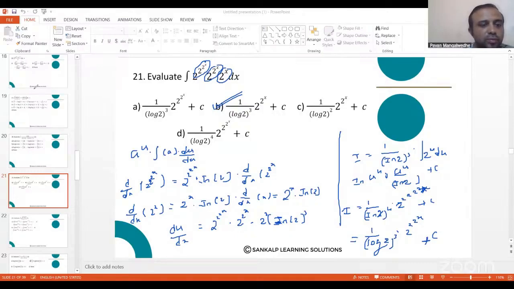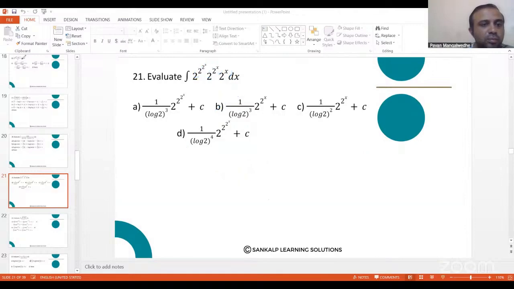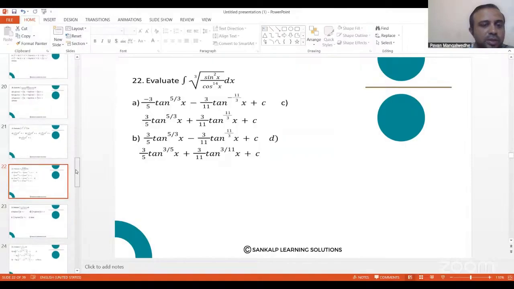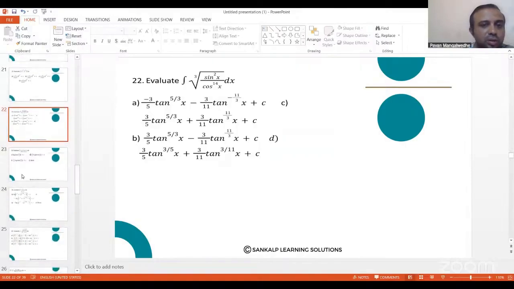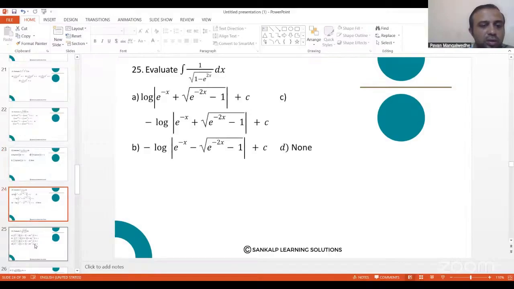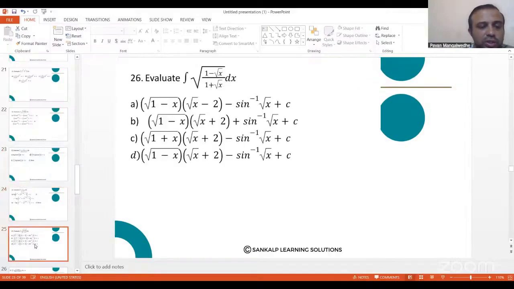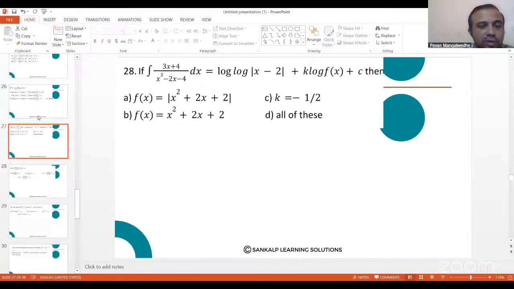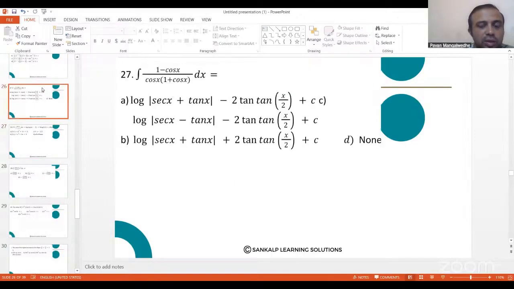So now, next one. Question number 22 is almost the same as the previous question. Last question, 23, is all of the same kind of question. Then we'll jump to the different level questions. Yes, try to solve this.